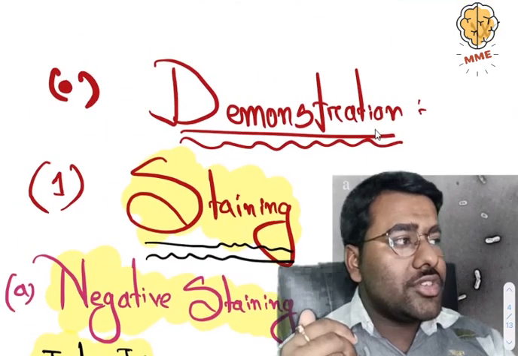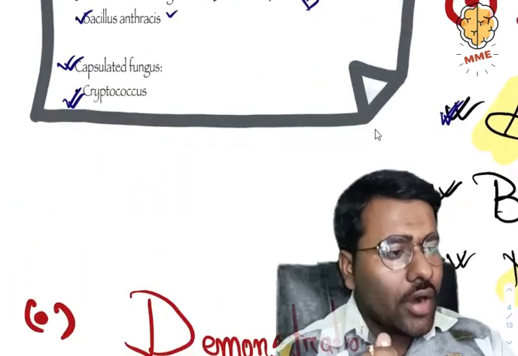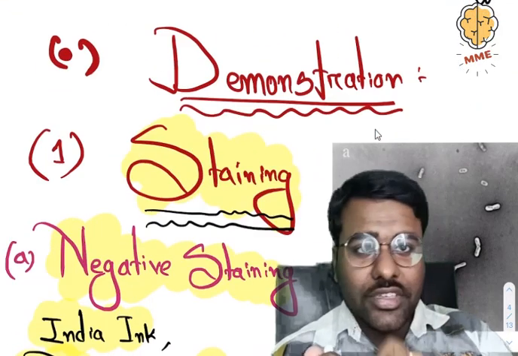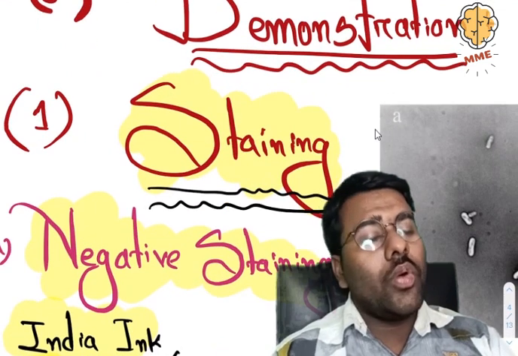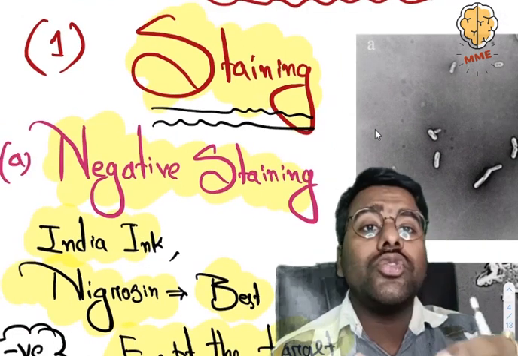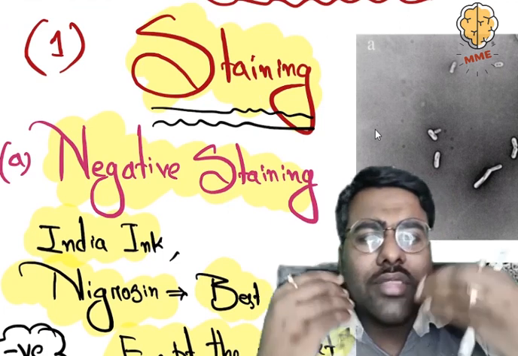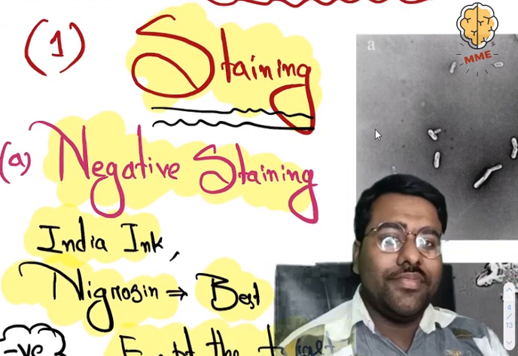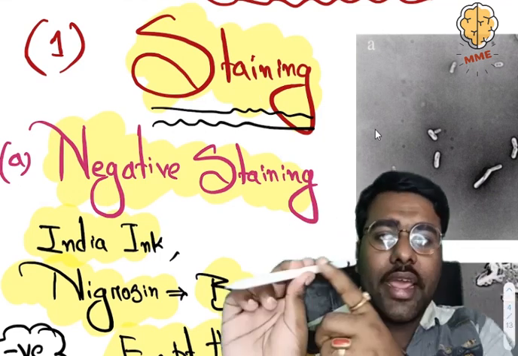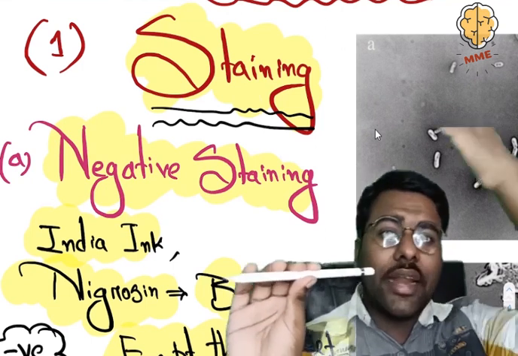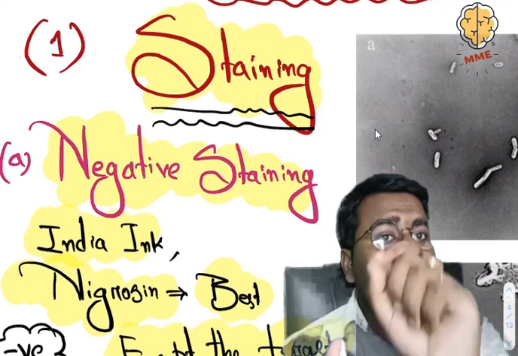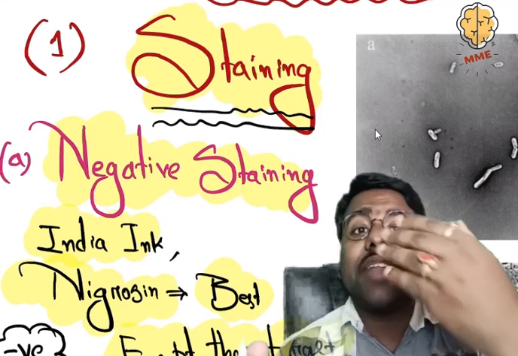Now coming to the demonstration part. The capsule of these bacteria can be demonstrated by, first, staining, and second, immunological testing. First we deal with staining. The first stain is negative staining. The staining materials are India ink and nigrosin; nigrosin is the best. But why do we call this negative staining? Because everything except the target is stained. Say my main focus is this pen, but I stain the whole background except the pen. So this is negative staining. Except for the target material, everything is stained, so it's called negative.